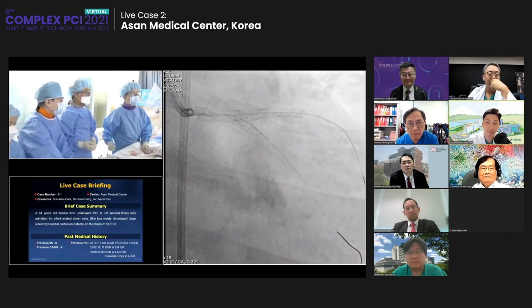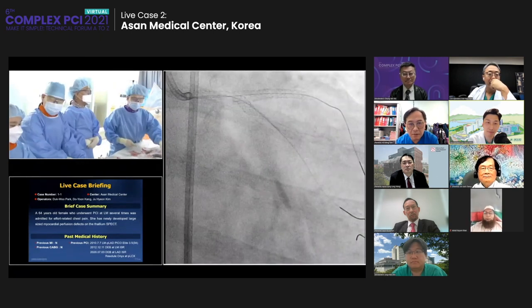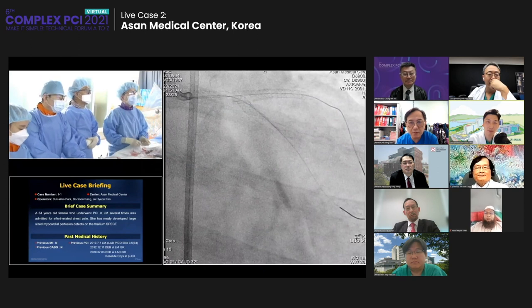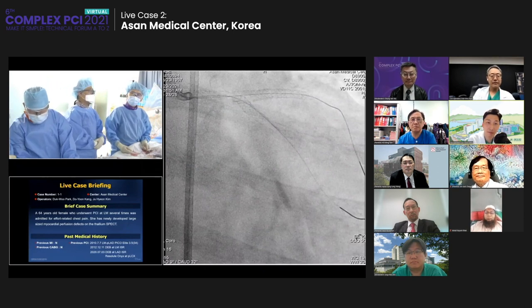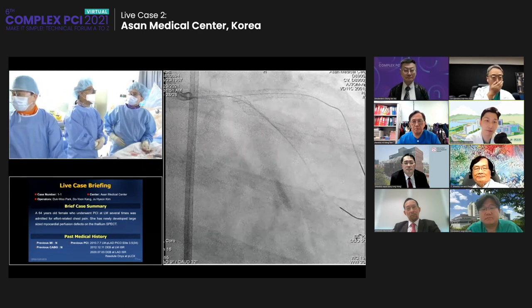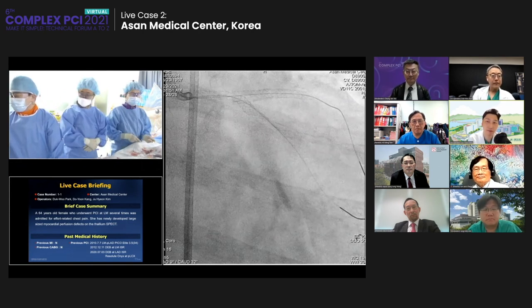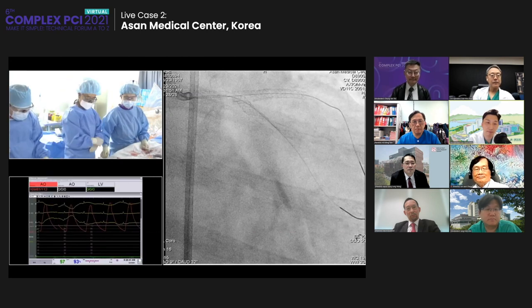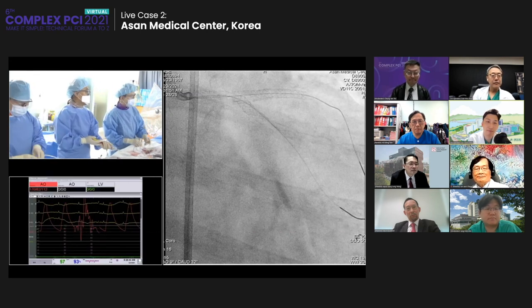We're going to open it. NC, how about the NC balloon? Or it depends on you. First, I will open the flow with the compliant balloon. Compliant, 2.5. 2.5, okay. Would you show us the picture first? Yes. Okay, let's check the angio.